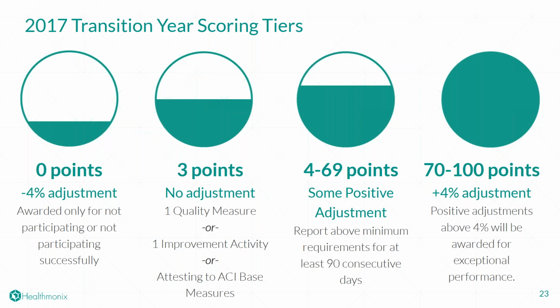Now, if you are collecting MIPS data and can gain more than 3 points, anywhere between 4 and 69 points will make you eligible for some positive adjustment. So for the positive adjustments, it's not an all or nothing. You can earn somewhere between 0 and 4% in positive incentives paid out based on how well you do. So your score between 4 to 69 points will impact whether you get closer to 0% or 1% or 4%. So the better you do, the higher in potential incentives you will earn. And to do so, you will want to report on a minimum of 90 consecutive days of the reporting year. Now, if you are fully participating, you're doing all your quality measures, you're doing ACI, improvement activities, you can potentially get within the 70 to 100 point range.